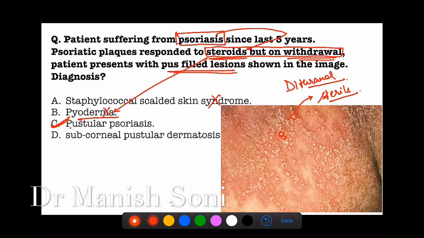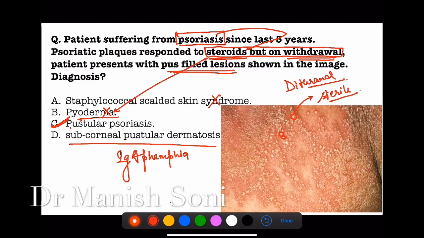There is one more condition, that is subcorneal pustular dermatosis. Subcorneal pustular dermatosis is a type of IgA pemphigus, and again you can see that it has nothing to do with psoriasis, where such a long history of psoriasis and withdrawal of steroid is mentioned. So all these are pointing towards pustular psoriasis. So the answer here is pustular psoriasis.